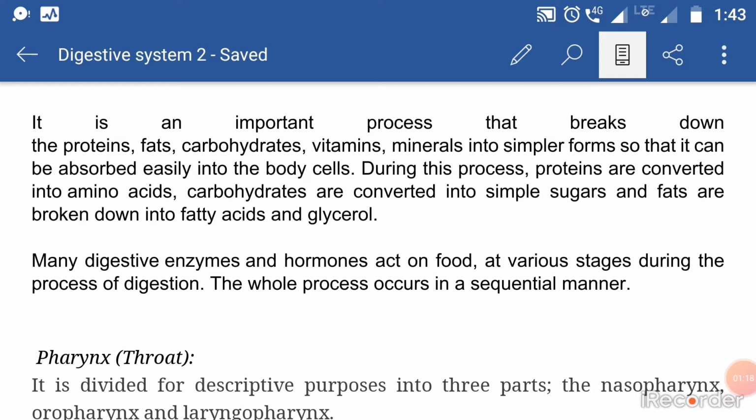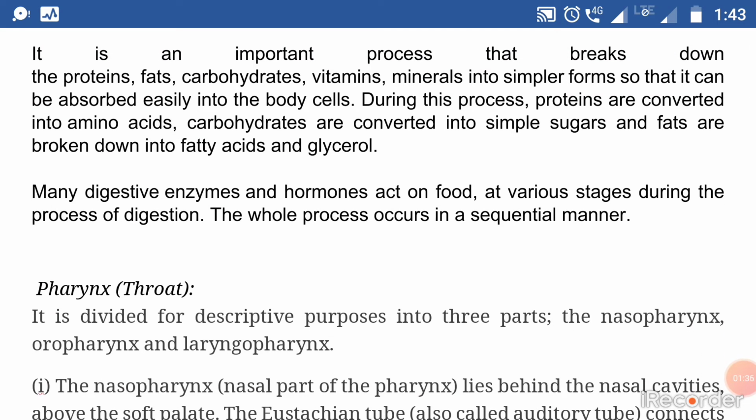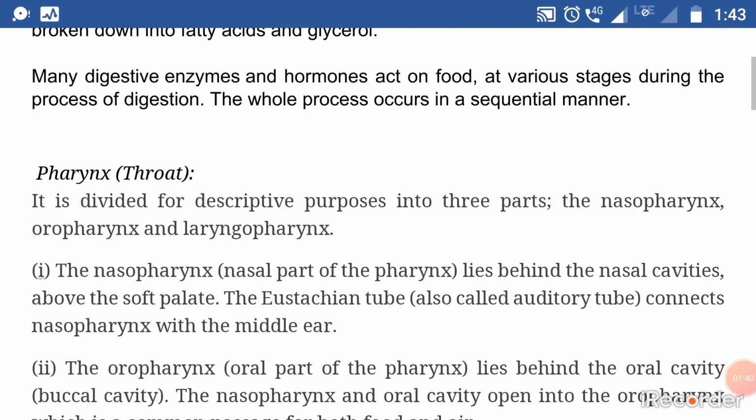Many digestive enzymes and hormones act on food at various stages during the process of digestion. We will study about it in detail. The whole process occurs in a sequential manner, and there are many steps. Before that, we have to understand the structure of this digestive system.